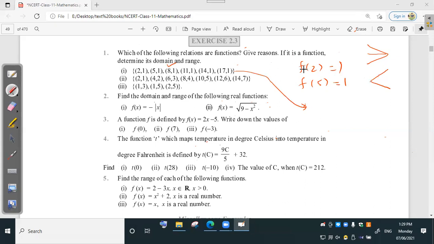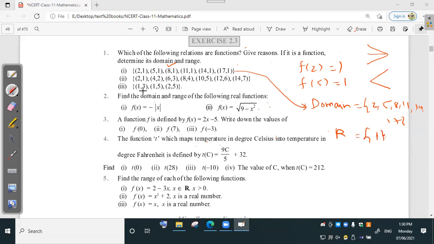Or you can write each one, and then explain that it shows that every element has a unique image inside B. So therefore, it is a function. Then you can easily write the domain. Domain is the set of first elements. The set of first elements is what? 2 is there, 5 is there, 8 is there, 11, 14 and 17 is the domain, and the range will be only one. There is only one in the second part.